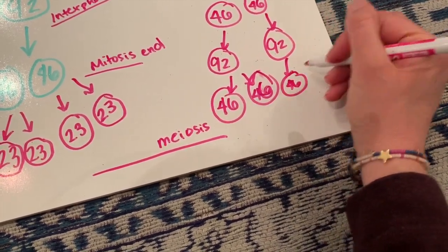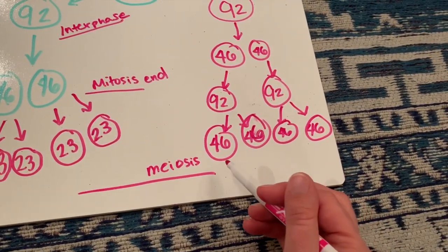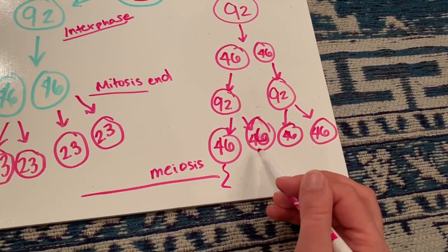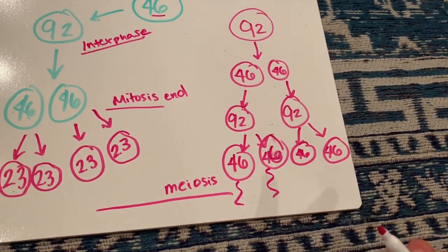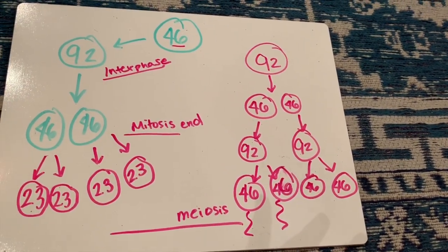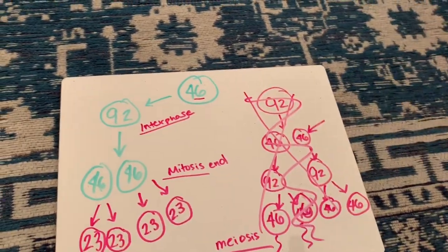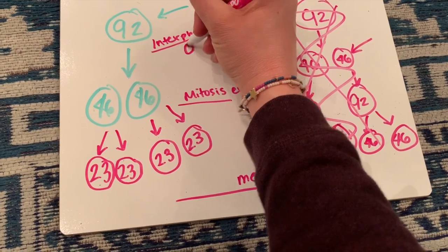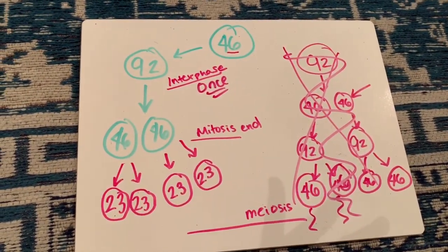4 46s, which, if you're a sperm or an egg cell, and you have 46 chromosomes, you're not going to have any room for the other gamete to make that 46-chromosome zygote. So this is why we don't do more than 1 interphase. We only want 1 interphase. Otherwise, we would have too much genetic information.